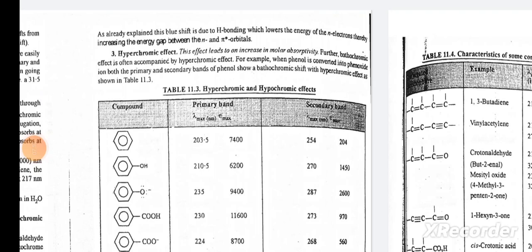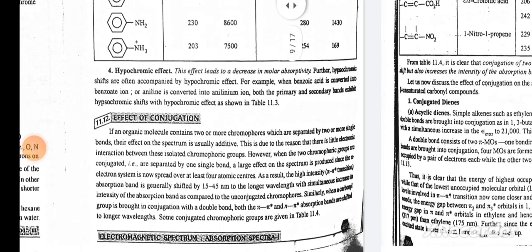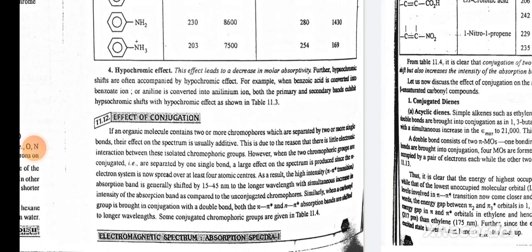For example, when phenol is converted into phenoxide ion, both the primary and secondary bands of phenol show a bathochromic shift with hyperchromic effect as shown in table 11.3. Hypochromic effect: this effect leads to a decrease in molar absorptivity. Further, hypsochromic shifts are often accompanied by hypochromic effect. For example, when benzoic acid is converted into benzoate ion or aniline is converted into anilinium ion, both the primary and secondary bands exhibit hypsochromic shift with hypochromic effect as shown in table 11.3.